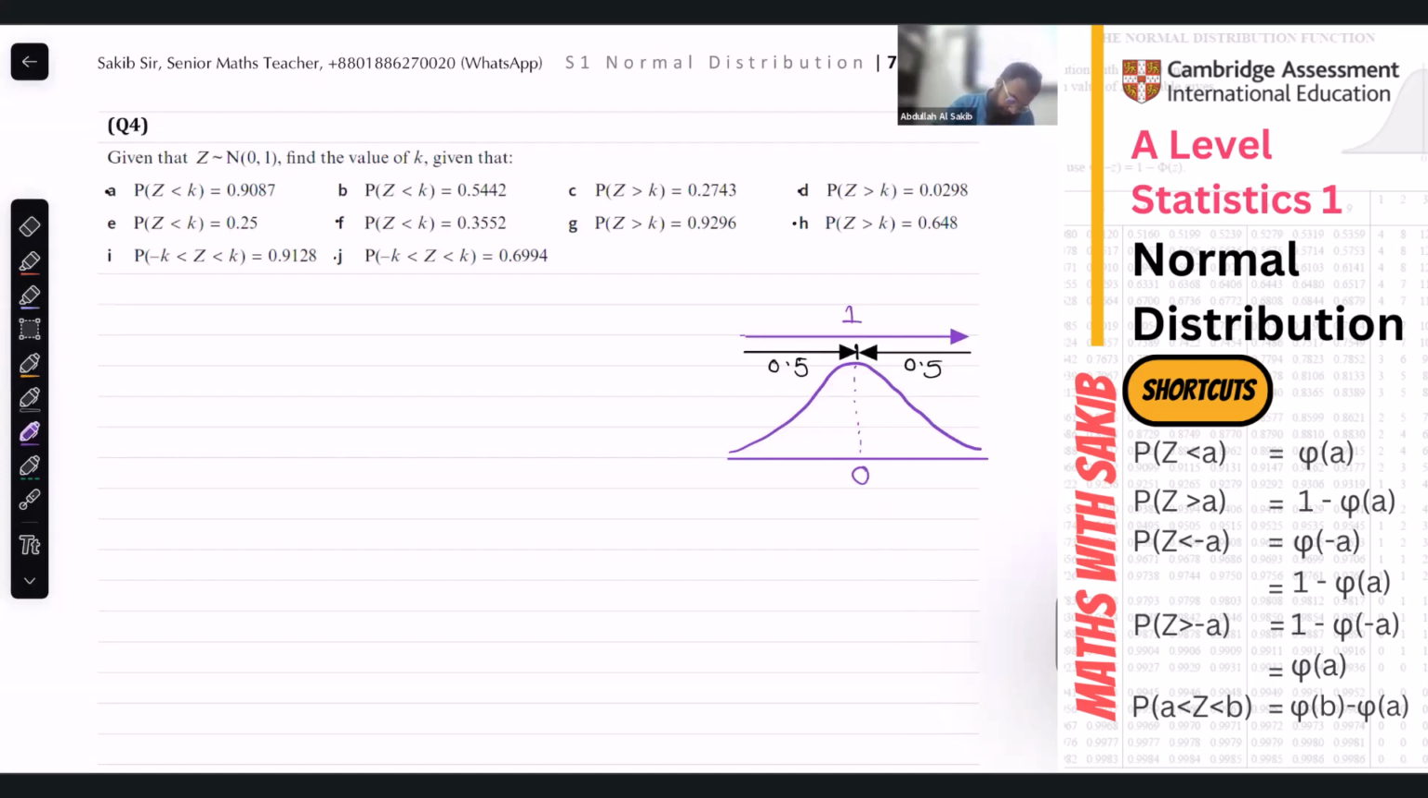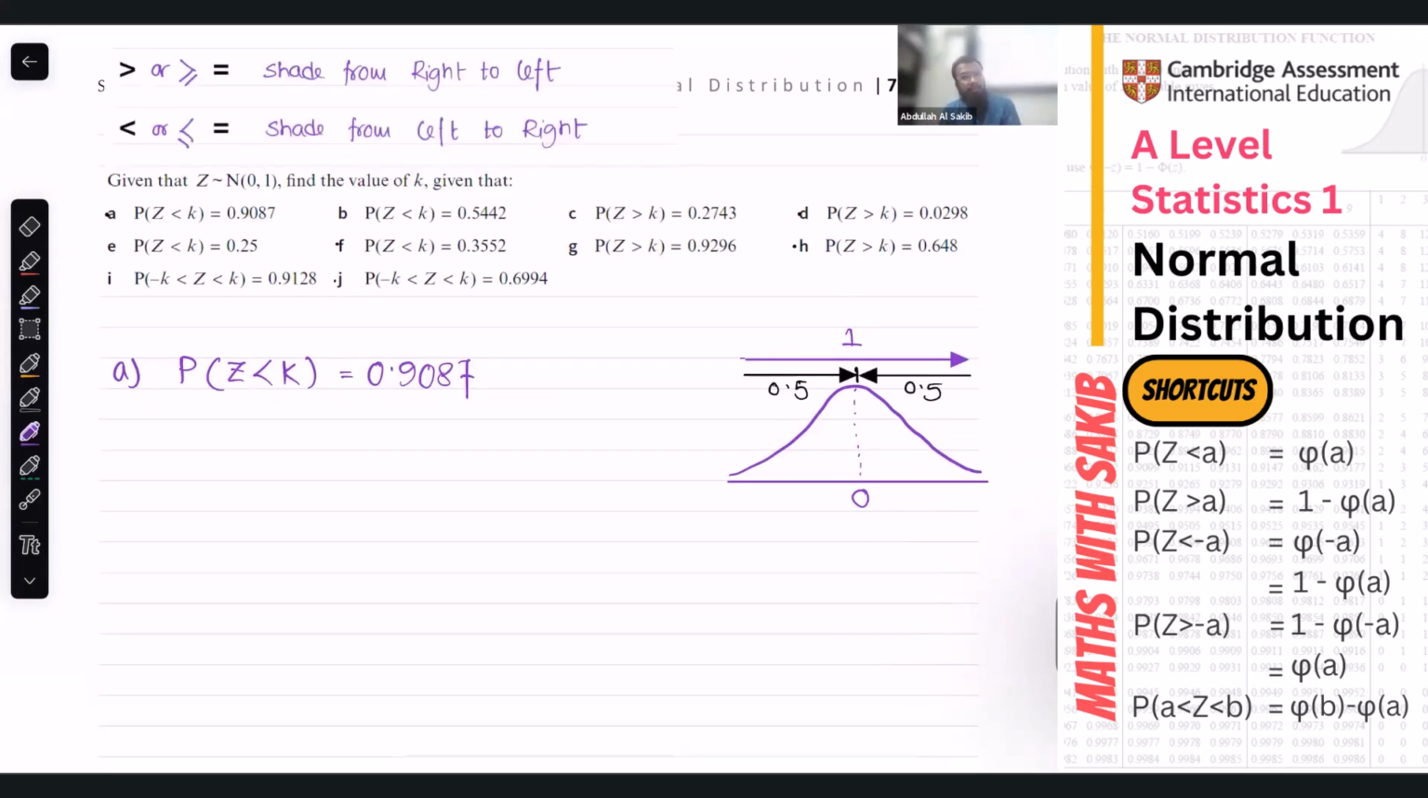So let's solve number A. Probability of Z is less than K is 0.9087. That means 90.87%, or let's say 91%. So 91% area has been shaded. Probability of Z is less than K, so shade from left to right. We're going to start shading from left to right. How many percent? 90.87%. Clear?